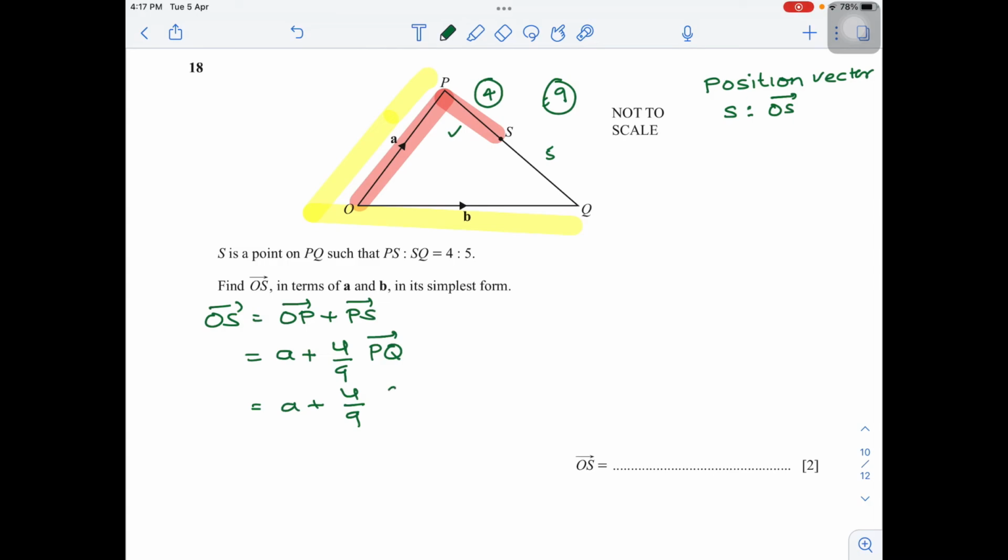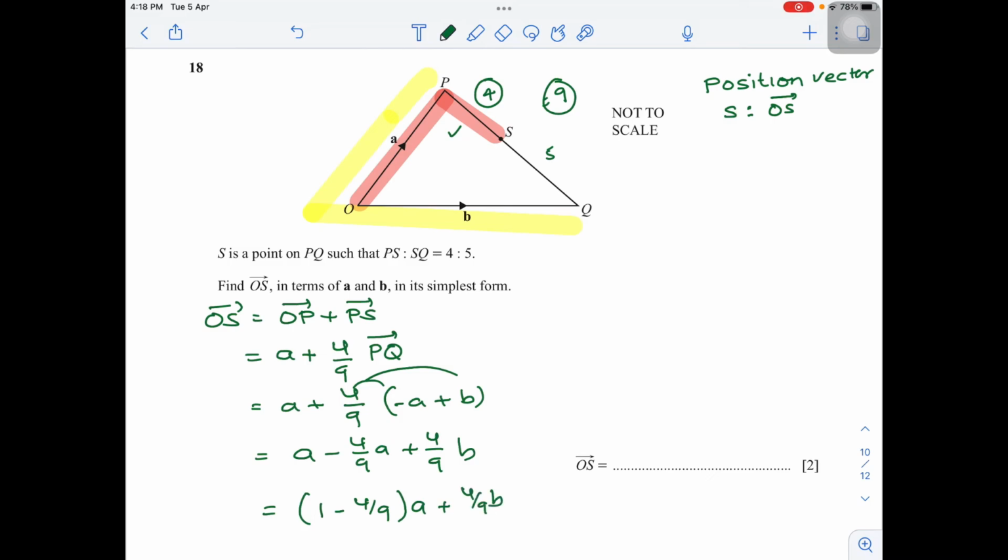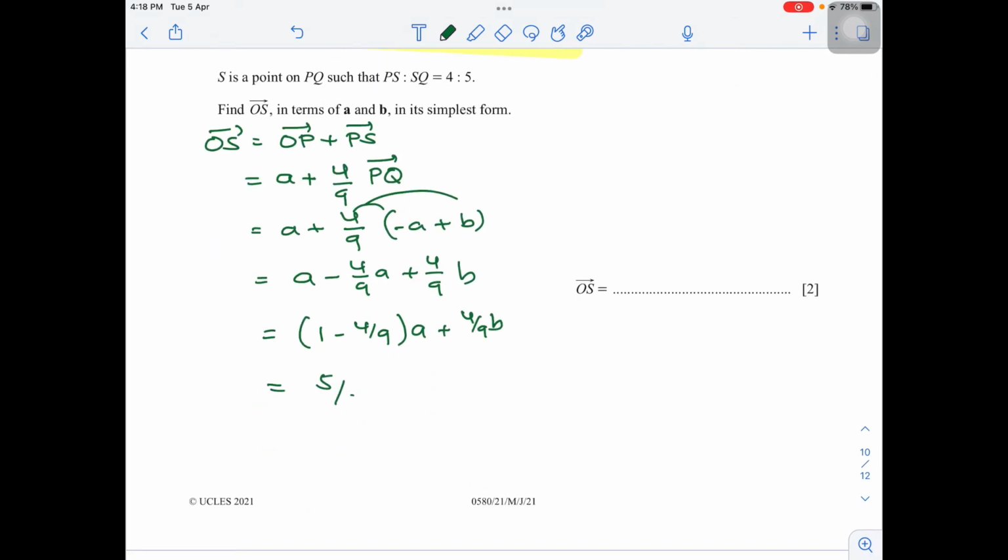So I go P to O. What's that? Negative A. And O to Q is plus B. So that's A minus 4 over 9A, because I'm multiplying it out, plus 4 over 9B. So I can write like this, 1 minus 4 over 9 A plus 4 over 9 B, because A is common. So 1 minus 4 over 9 is 5 over 9 A plus 4 over 9 B. So 5 over 9 A plus 4 over 9 B.